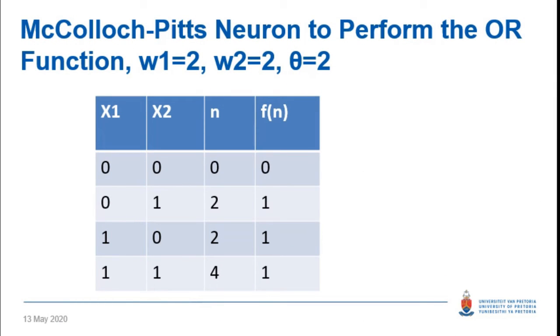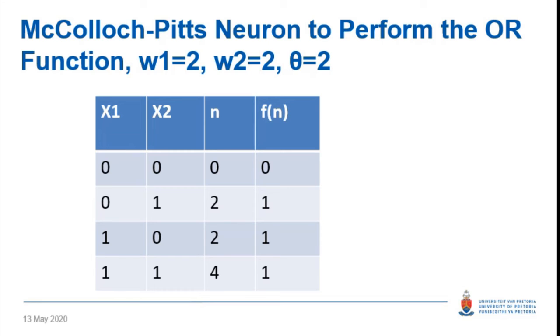One particular combination that will work is if you took W1 to be 2, W2 to be 2, and theta to be 2 as well. So if we look at the first data instance of the training set, you've got 0 times 2 plus 0 times 2, which will give you 0. 0 is not greater than theta, so your neuron won't fire. Your activation function will give you a value of 0.